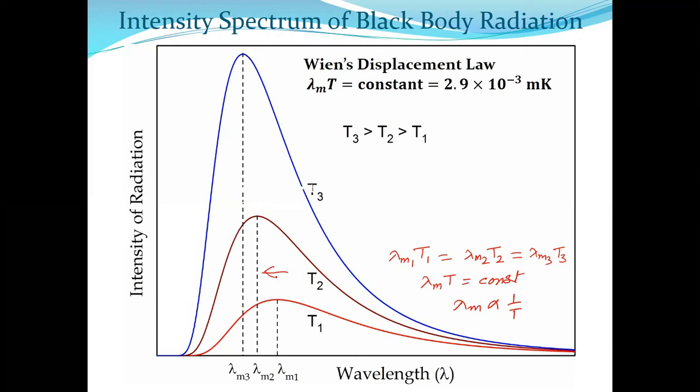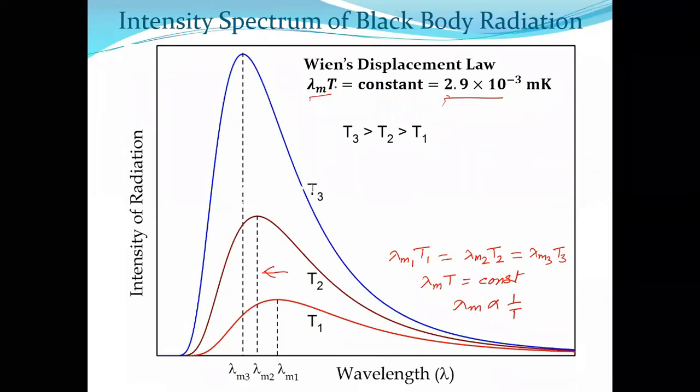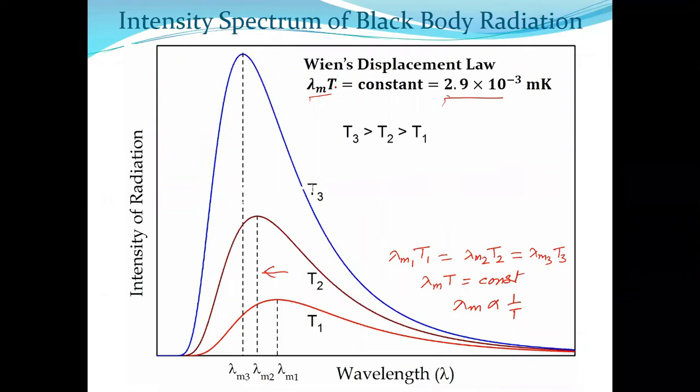And this constant value, lambda m T equals a constant, that constant value is 2.9 into 10 to the power minus 3. Please note down this value. This is in SI unit, that means meter Kelvin, because the unit of wavelength is meter and the unit of temperature is Kelvin. So it is 2.9 times 10 to the power minus 3 meter Kelvin. Please note it down. You will require it when you apply this law to different cases.